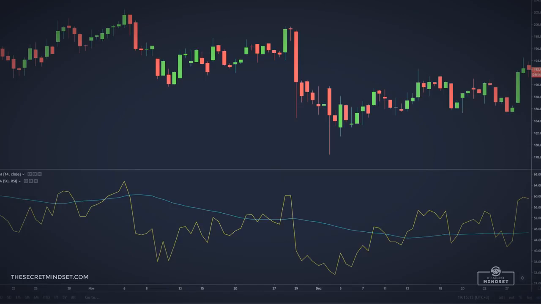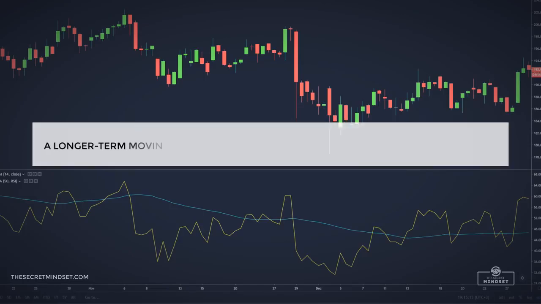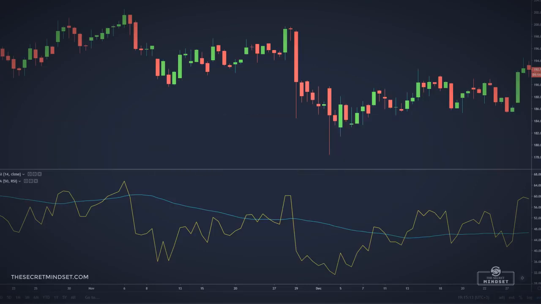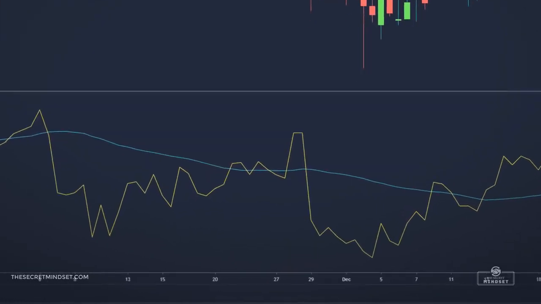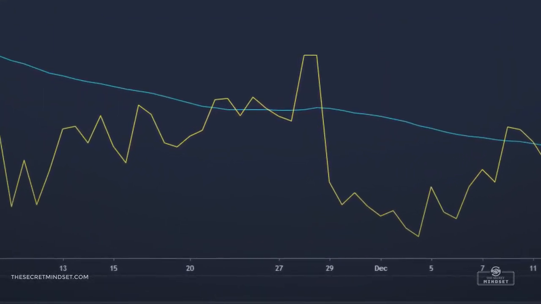A longer-term moving average added on the RSI will work better than a short-term moving average and will produce fewer false signals. So instead of adding a 10 moving average on the RSI, for example, try adding a 50 moving average or a 100 moving average and see what the market tells you.